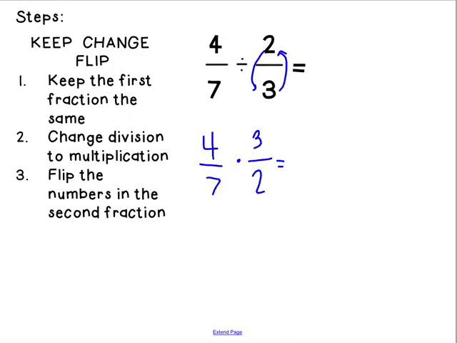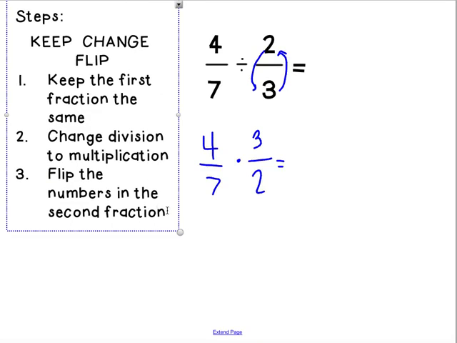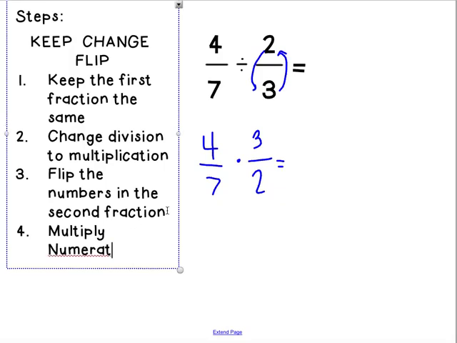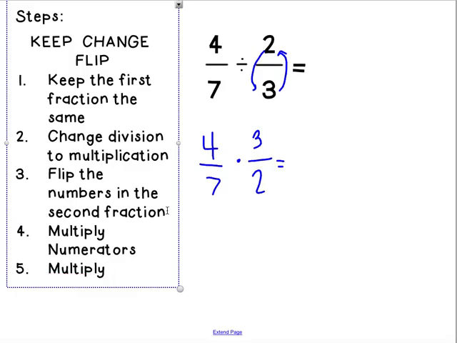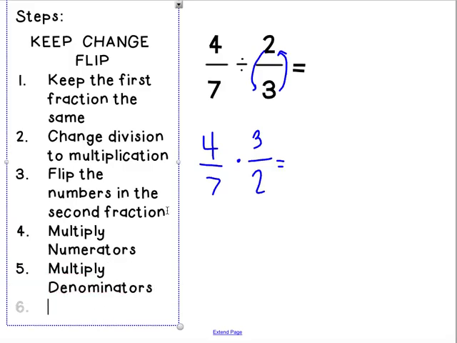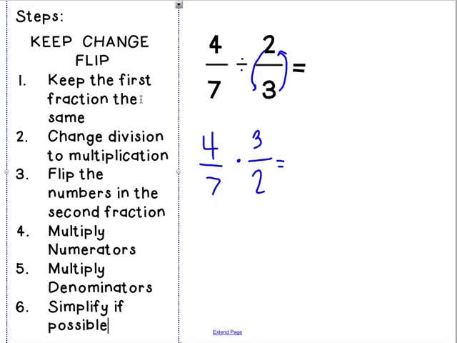And then we are going to multiply. I should actually add that step. I don't know how I missed that. Multiply numerators. Multiply denominators. And then simplify if possible. Okay. So sorry I missed those.